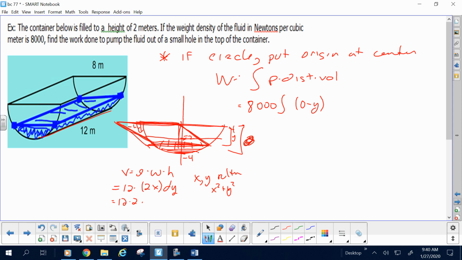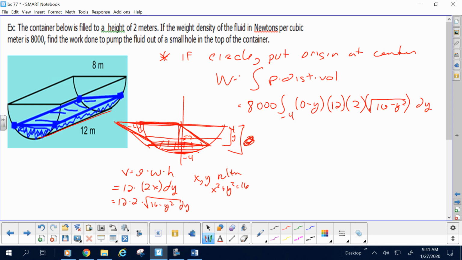X squared plus y squared equals 16. Therefore, x can be replaced with root 16 minus y squared. All right, I have my volume pretty much nailed off to the side. You want to compartmentalize the problem, take little bits and pieces to keep it from getting unmanageable. So I'm going to bring back my volume: 12 for the length, 2 for the symmetry component to the width, and 16 minus y squared square rooted for the varying component of width, and dy for the height of the sheet.